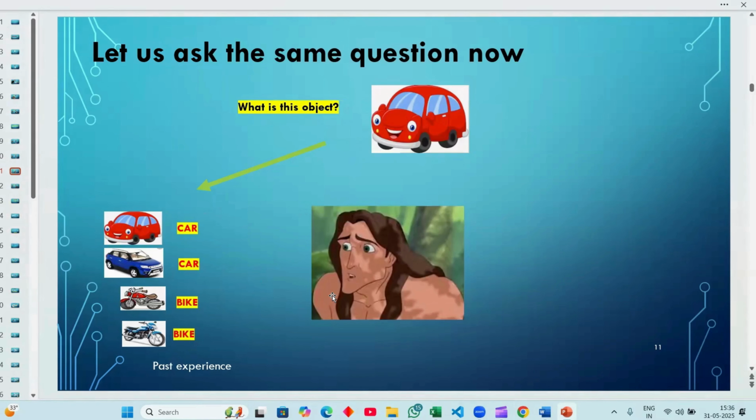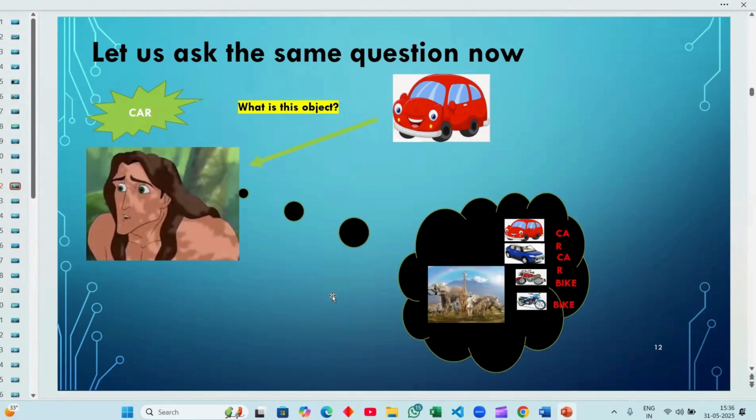Now humans can easily understand. Now this is an object. He can recognize when we put both objects, animals and objects. He can easily say no, this is not an animal. This is a car. The person can easily recognize it because we trained him. Okay.